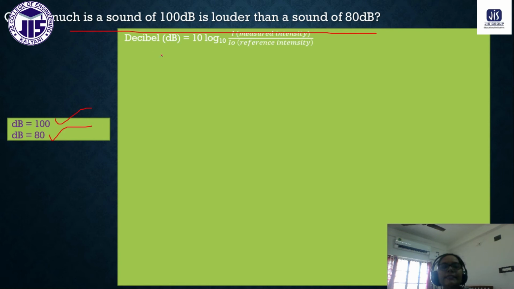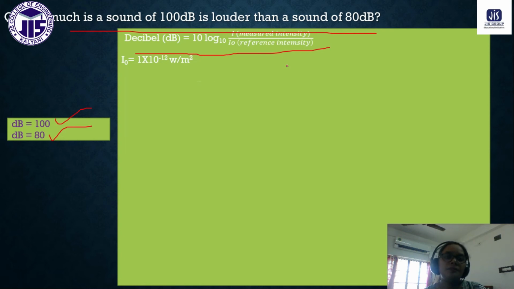So this is the equation: decibel equals to 10 log 10 I by I0. Again, I0 is the reference intensity, that is 1 into 10 to the minus 12, not 10 to the power minus 2, right? So 1 into 10 to the power minus 12 watt per meter square is the reference intensity.